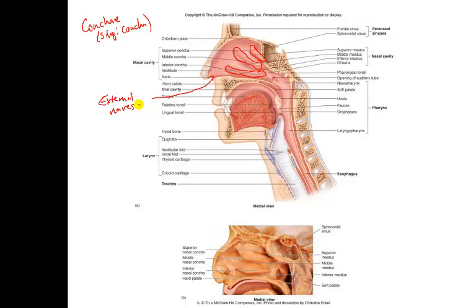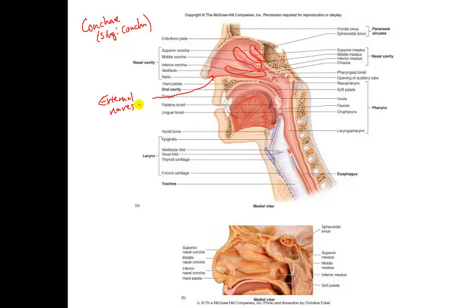So what do the conchae do? They maximize the ability of the nasal cavity to do what it needs to do. We said that it has two functions: it helps trap particles, and it helps warm and moisten the air. The way the conchae contribute to that is, first of all, they increase the total surface area of mucous membrane in the nasal cavity. So more surface area, more opportunity for particles to get trapped, and also more contact with the air to warm it and moisten it.